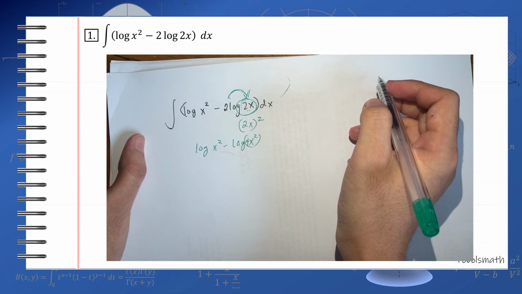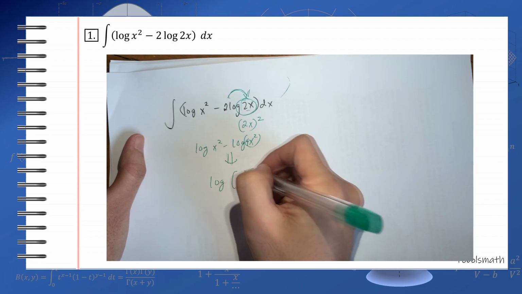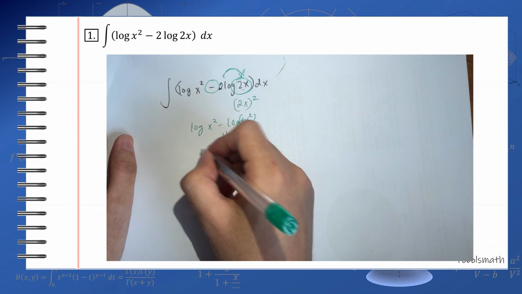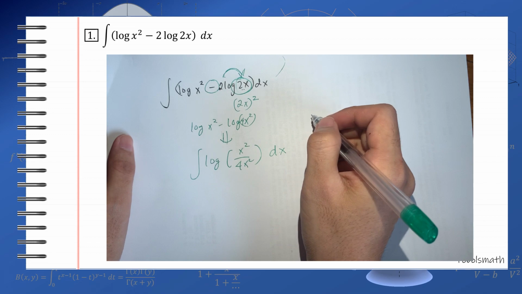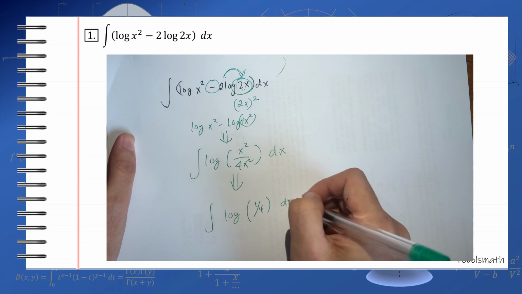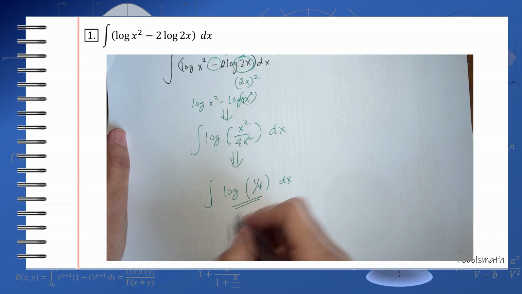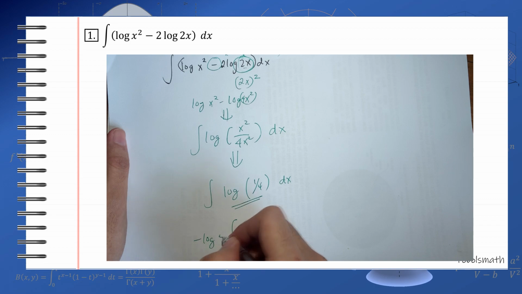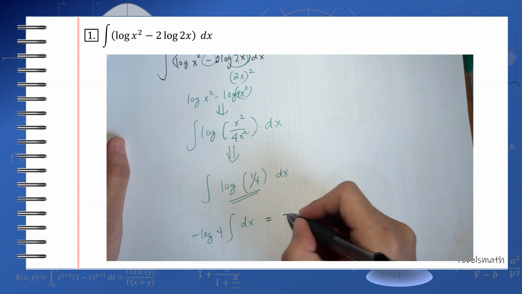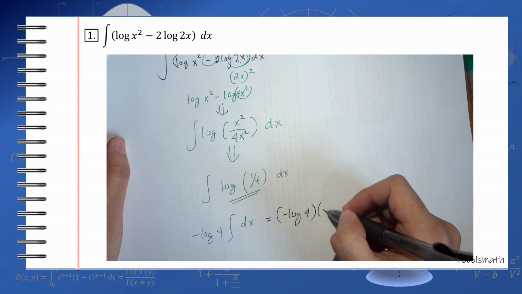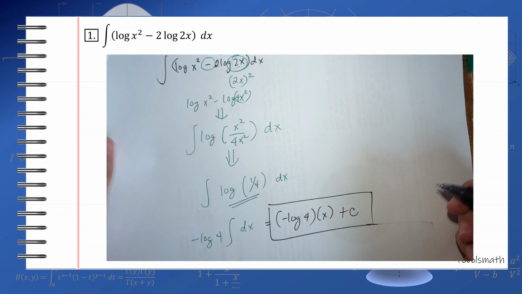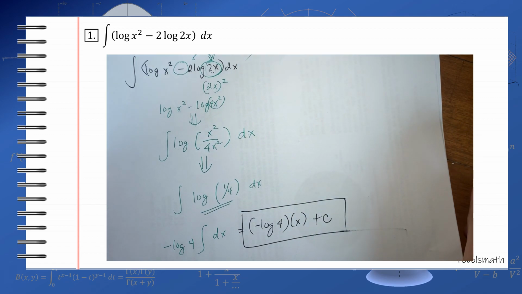By the property of logarithms again, this becomes log of x squared over 4x squared, since it's a minus here. So we are left with the integral of log of x squared over 4x squared, which simplifies to the log of 1/4, which is just a constant, and it's also equal to negative log of 4 dx. So this becomes negative log of 4 times x plus c. This should be solvable in under maybe 15 seconds.